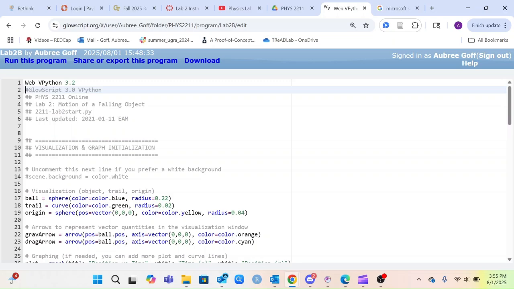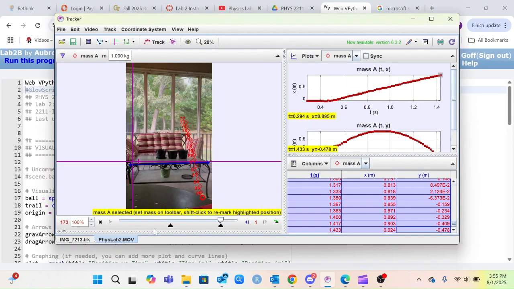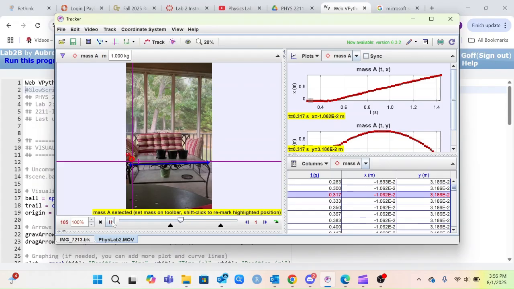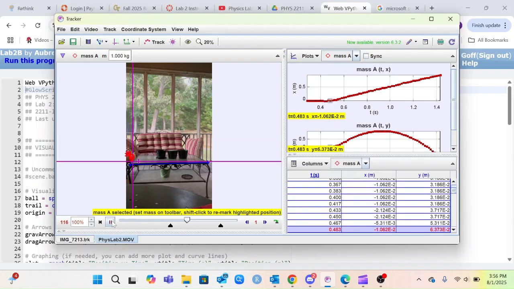Hi, my name is Aubrey Goff, and this is my comparison of the computational and experimental models for Lab02 motion of a falling object. I used Tracker to extract real-world motion data from a video of a falling object that you can see here. And I built a simulation model of the same event, and I'll compare a gravity-only and a gravity-and-drag computational model to the real data.